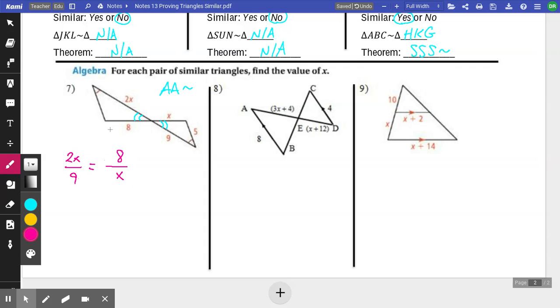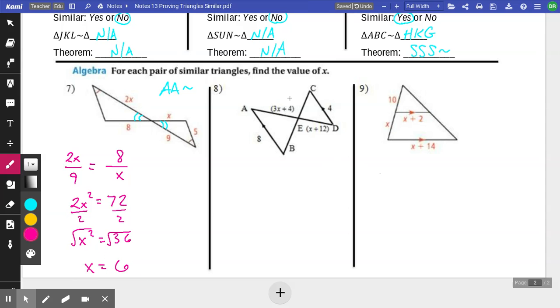Okay. Cross multiply: 2x times x is 2x squared, and 9 times 8 is 72. Divide by 2, and x squared equals 36. You can either reason this through or remember that you can take the square root to solve, and we get x equals 6.